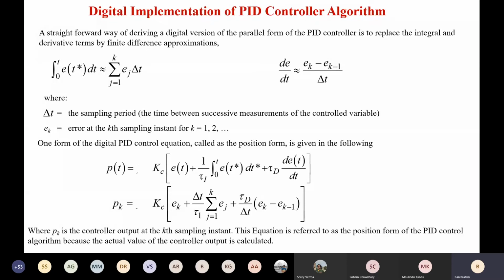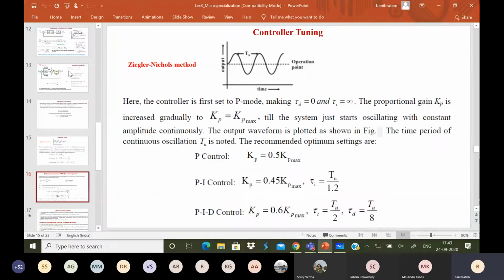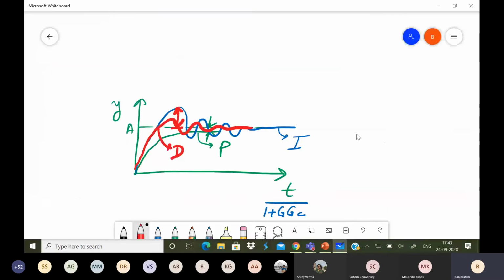If we want to convert that analog integration and derivative into digital, a straightforward way is to replace the integral and derivative terms by their finite difference approximation. What is meant by that? Integration of e dt, what does it mean? In case of digital, if I want to convert an analog signal to a digital signal, I have to discretize it, that is, sample it.